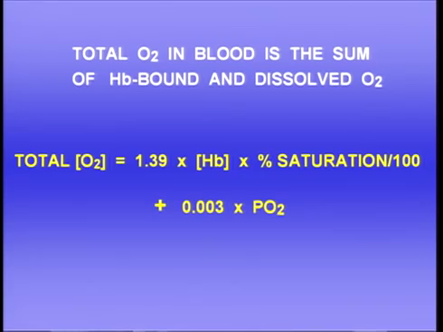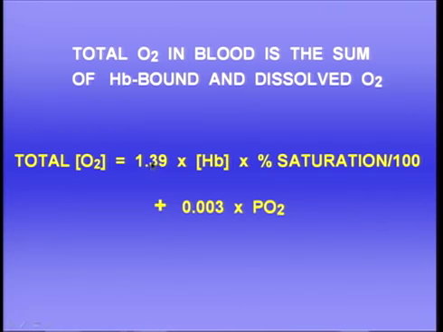Now, it's very important to understand how we calculate the total oxygen in blood, because we need to do that from time to time. And here we have an equation, not a difficult equation, showing us how to calculate the total oxygen concentration of blood. That's going to be the oxygen attached to hemoglobin, which is the line here, plus the oxygen dissolved. Now, how much oxygen can be combined with hemoglobin? Well, it turns out that 1 gram of hemoglobin can combine with 1.39 mils of oxygen.